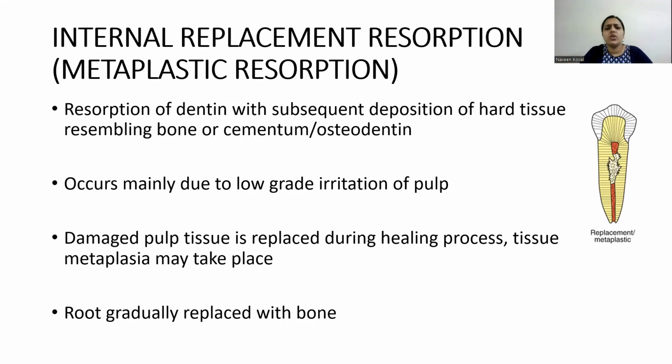So this occurs mainly due to low-grade irritation to pulp, and damaged pulp tissue is replaced during the healing process. Tissue metaplasia may take place. That is why it is known as metaplastic resorption. So the root will gradually be replaced with bone. In the image you can see the root canal, which had undergone some irritation, maybe due to some luxation injury or subluxation injury. So there will be loss of some tissues which are replaced by hard tissues, which resemble more of bone, cementum or osteodentin. That is why it is known as metaplastic or replacement resorption, internal replacement resorption.